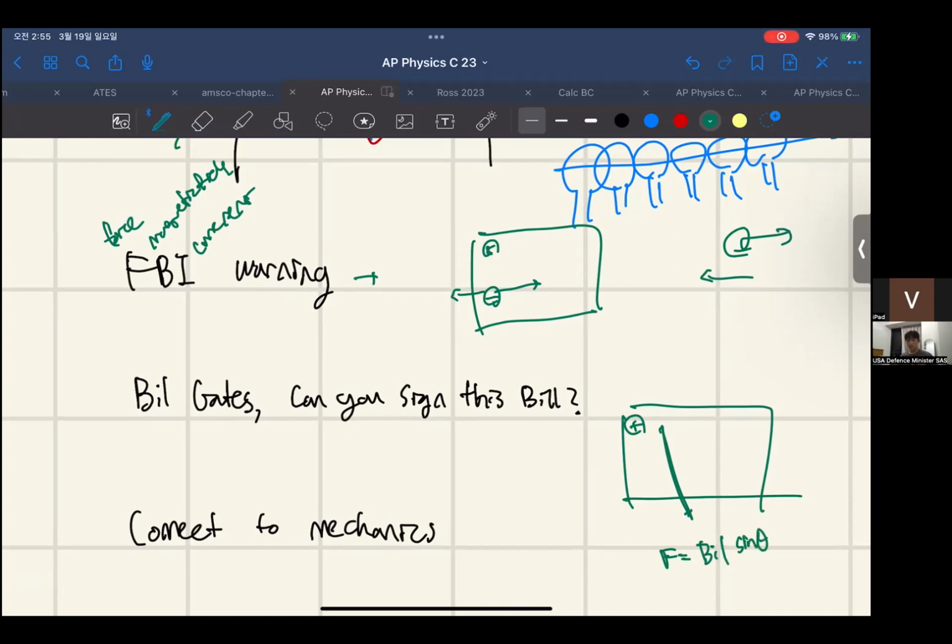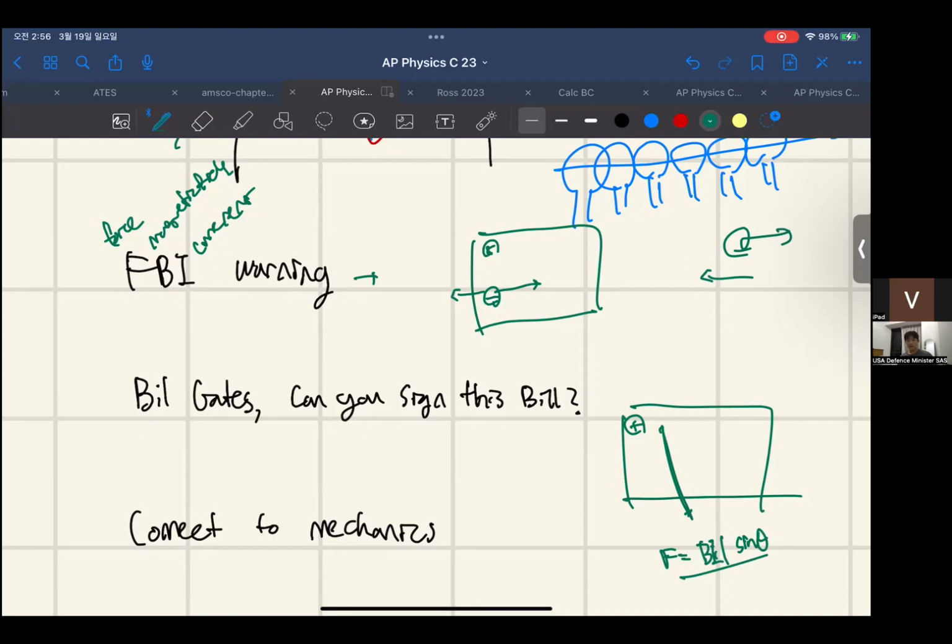Bill Gates, can you please sign the bill? Bill appears twice and you have sign. That's why it's so easy to memorize. Anyways, so you use this formula, F equals BIL sine theta, to calculate the force induced onto your wire. B is the magnetic field. I is the current. L is the length of your circuit or wire, and sine theta.